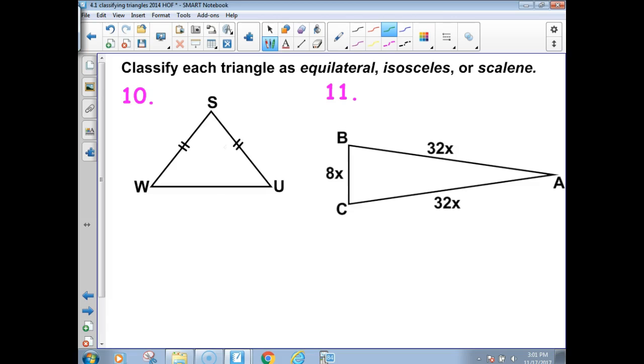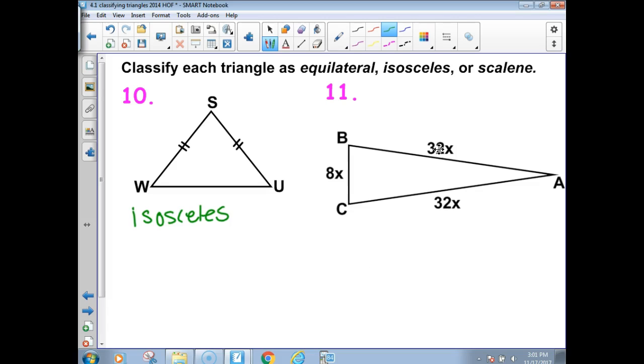Number 10 has two sides marked congruent, so it's isosceles, I-S-O-S-C-E-L-E-S. And I am saying that over and over to help you remember how to spell it. So I said it with a pattern.